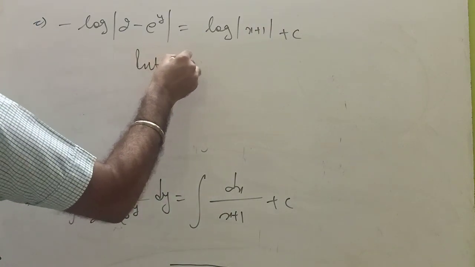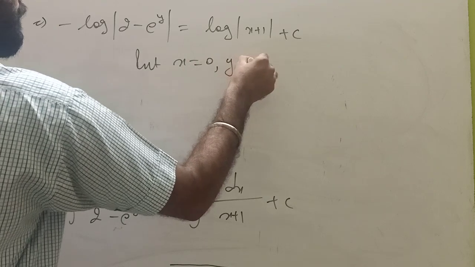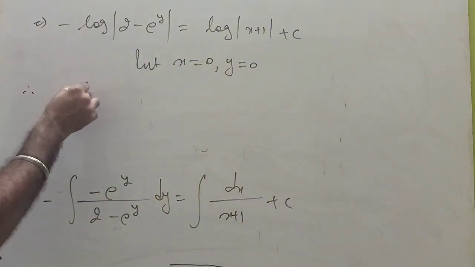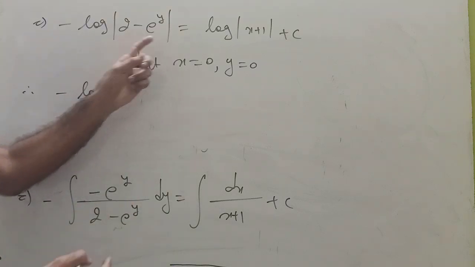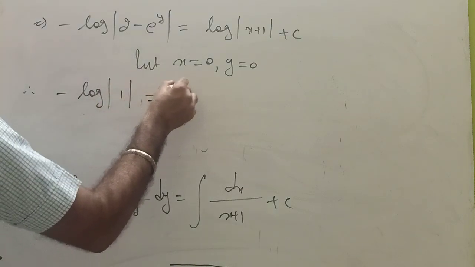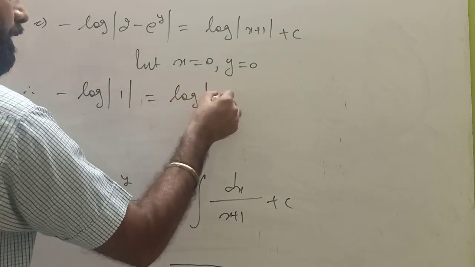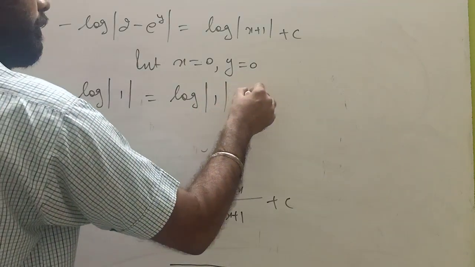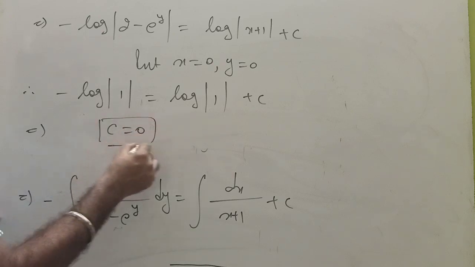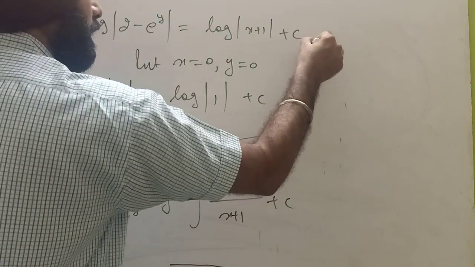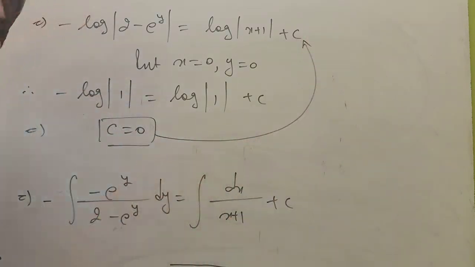Now put x is equal to 0 and y is equal to 0. Therefore, minus log, e raised to 0 is 1, and 2 minus 1 is 1. Log mod, again there is 1, plus c, and log 1 is 0, so the value of c is 0. So put the value of c in this equation and that will be the required answer.